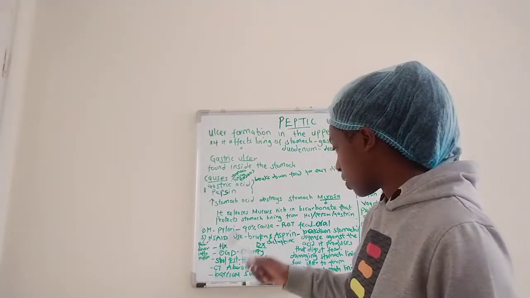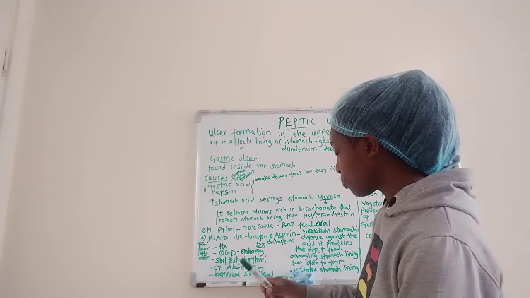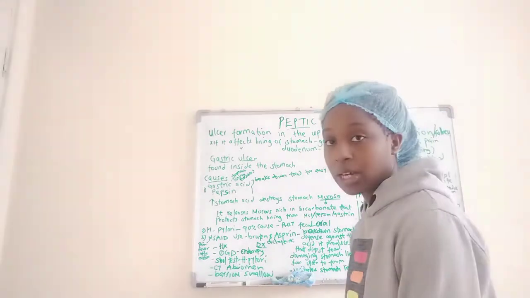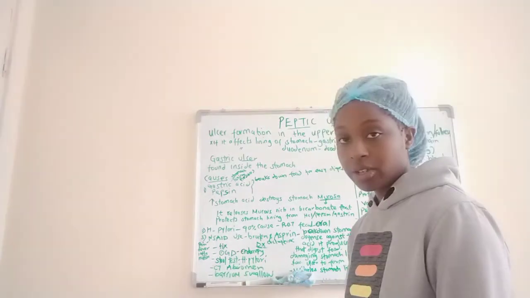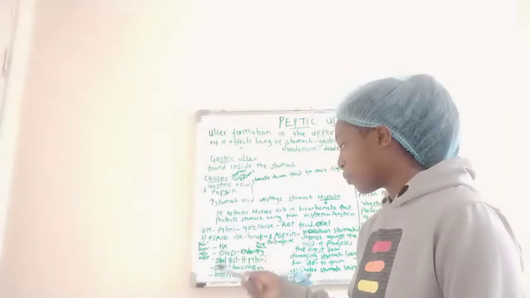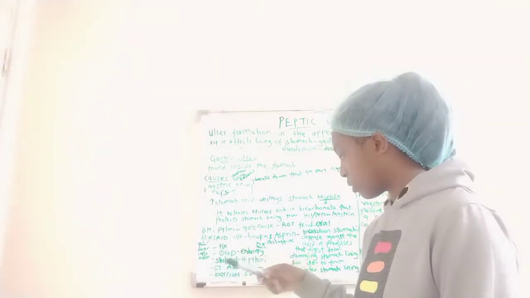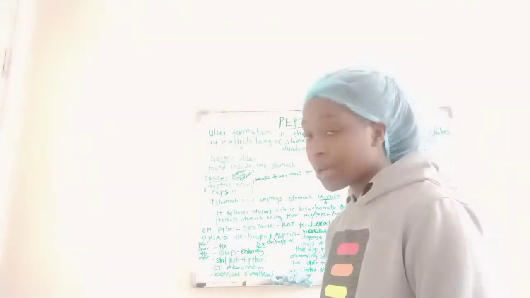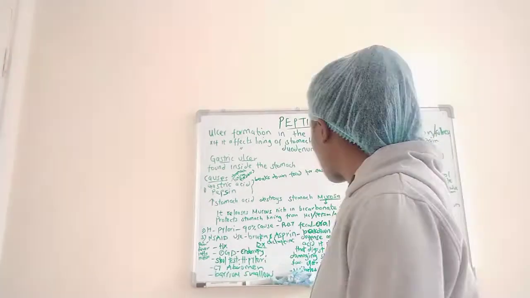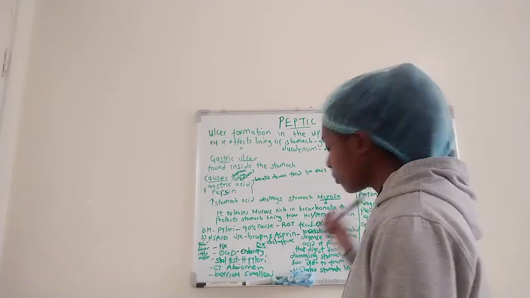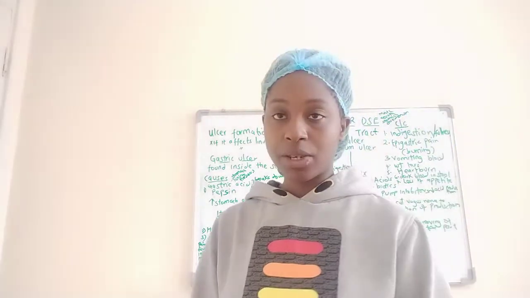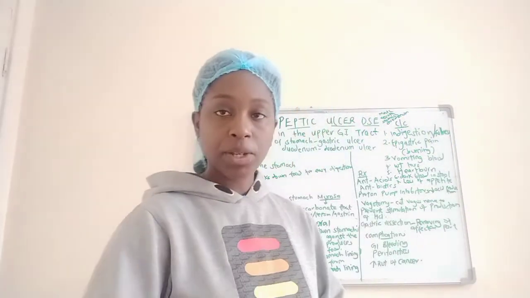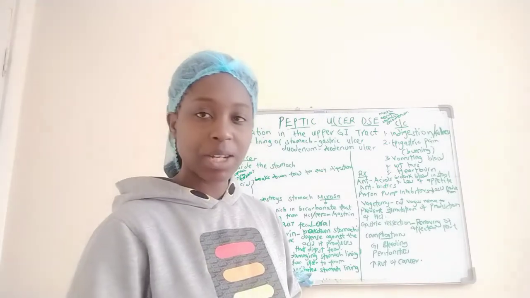So those are 5 ways in which the doctor can make a diagnosis: through history taking, an endoscopy, a stool test or a blood test. We have the CT abdomen, and we also have a barium swallow test. So once the diagnosis has been made that you have a peptic ulcer disease, what is the management?